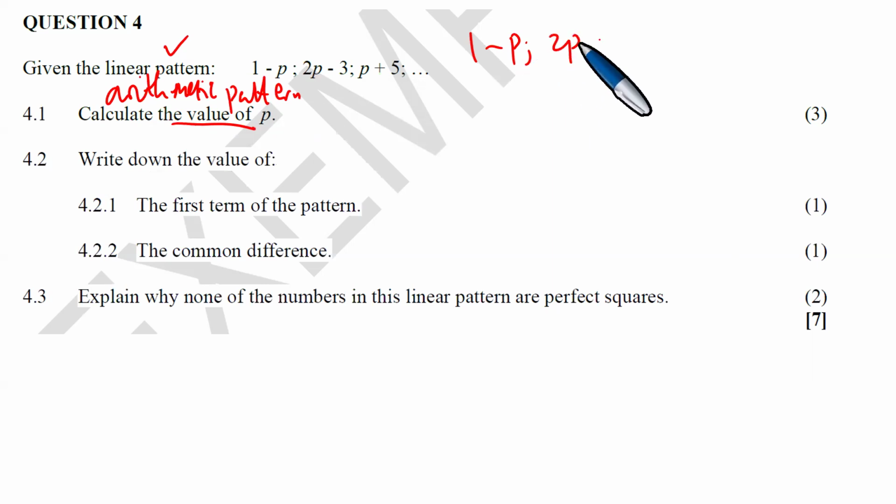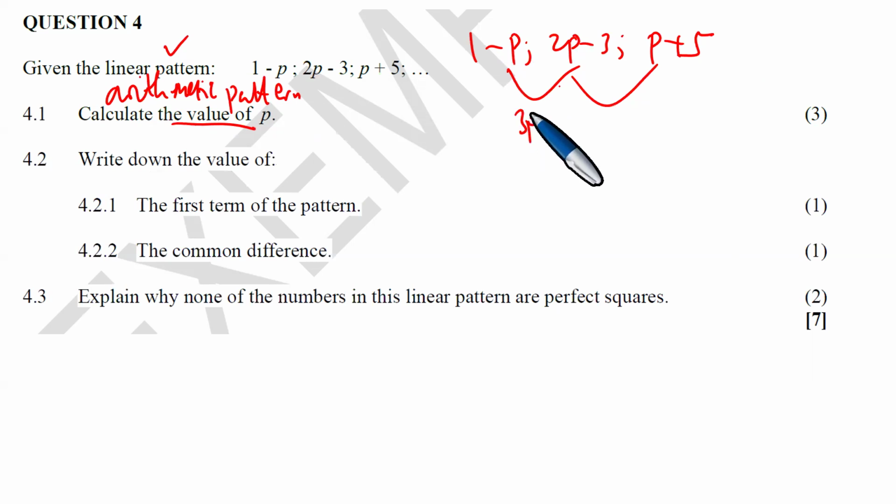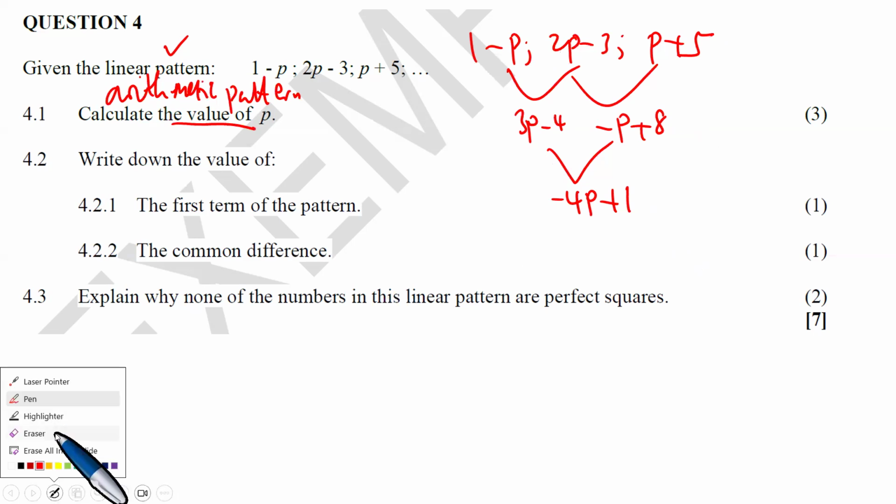We have 1 minus p, 2p minus 3, p plus 5. So 2p minus 1 minus p is p... 2p minus into minus p is 3p. Minus 3 minus 1 is minus 4. We have p minus 2p, which is minus p. 5 plus 3 is 8. So now you have minus 3p minus 3p, which is minus 4p. 8 plus 4 is 12. You can go to that extent, but no need.